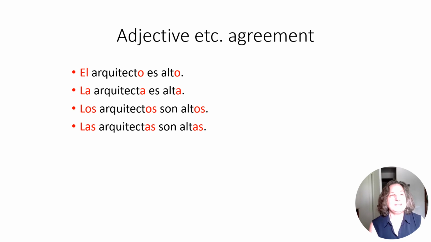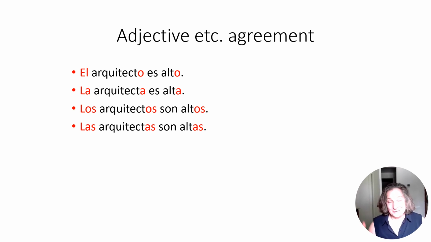The important thing about masculine and feminine is that it comes from the noun, but it applies throughout a sentence. So any other word that's associated with the noun has to be masculine or feminine as well as singular or plural. So in English, we say the architect is tall. It doesn't matter if the architect is male or female. And we can say the architects are tall. So we have tall, tall, tall, tall, and we have the.